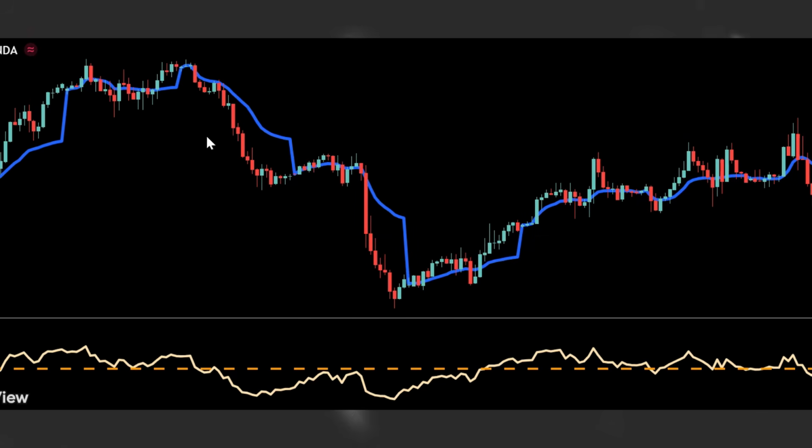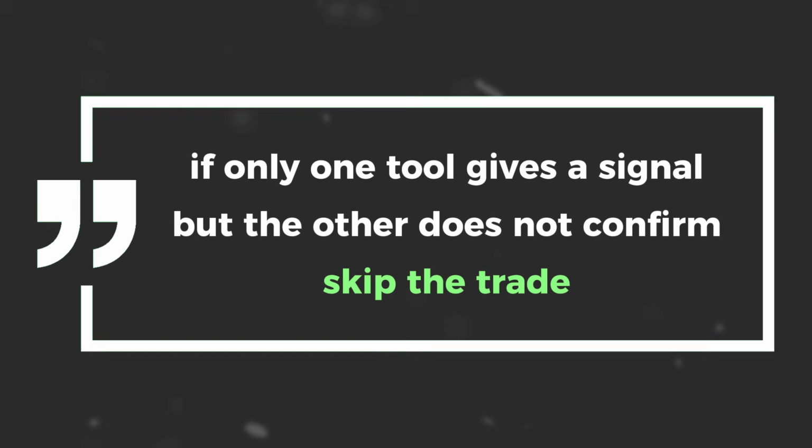For a bearish breakout, price must break below VWAP with a strong bearish candle. RSI must cross below 50, showing clear downward momentum. When these two conditions align, it's a signal to look for a short trade. Remember, if only one tool gives a signal but the other doesn't confirm, skip the trade. This is how we avoid weak setups and fake breakouts.